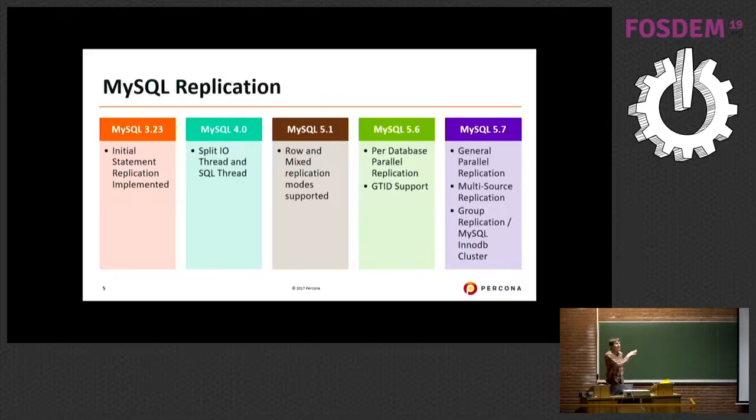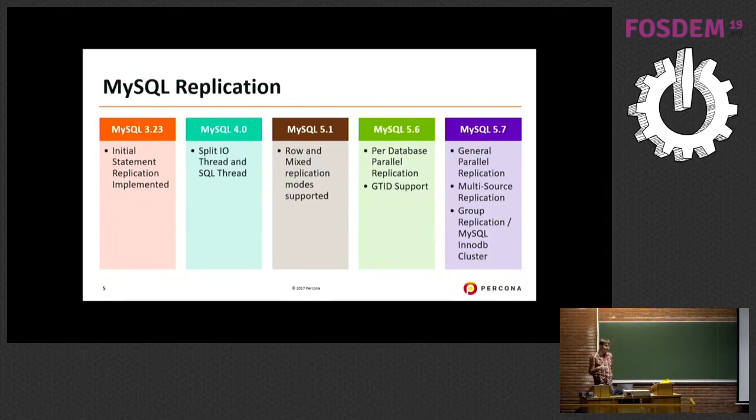But anyway, MySQL replication started back in 3.23, right? And that's when the first statement level replication was introduced, which I think was similar to a weekend project, right? So it was very simple, covering basic things. And then you can see through the versions, almost each version added a lot of new features, right? And in 4.0, we had the split IO thread and SQL thread.